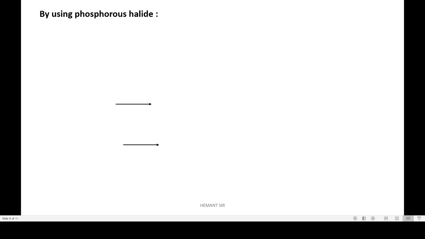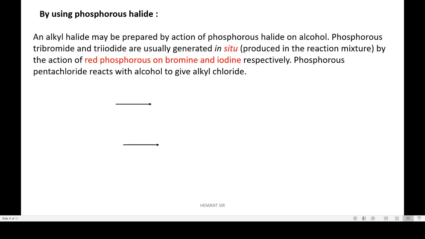By using phosphorus halide, an alkyl halide may be prepared by action of phosphorus halide on alcohol. Phosphorus tribromide and triiodide are also generated in situ. In situ means produced in the reaction mixture in a particular situation. It means they can be prepared from red phosphorus with bromine and iodine.